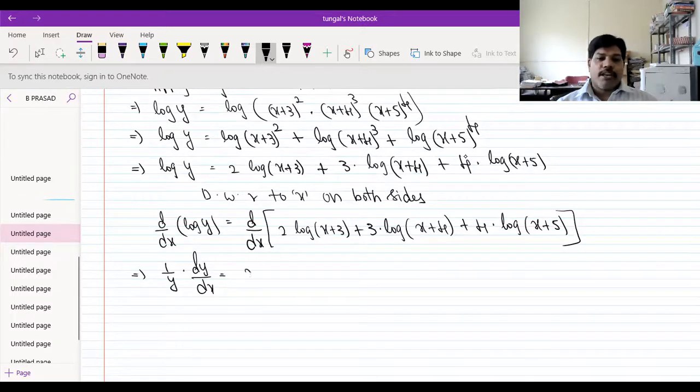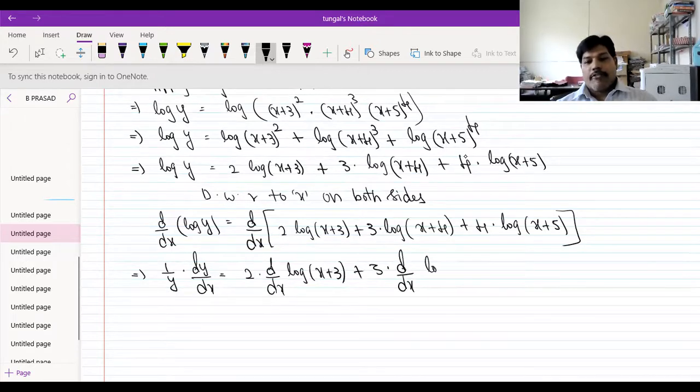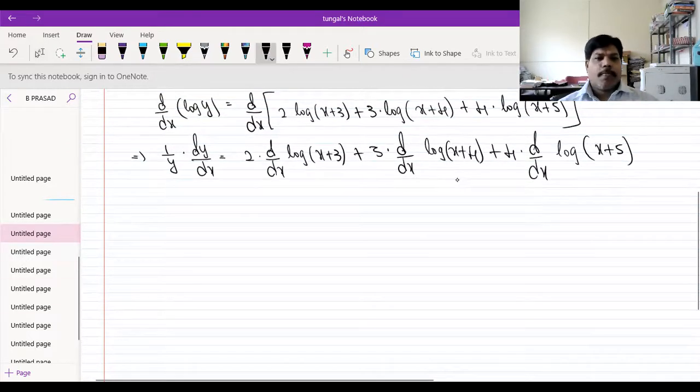is equal to, this can be written as 2 into derivative of log of x plus 3 plus 3 into derivative of log of x plus 4 plus 4 into derivative of log of x plus 5. Then what happens? So that implies, take this y to that side, what happens?